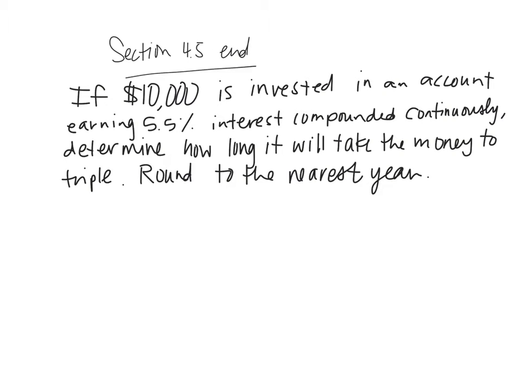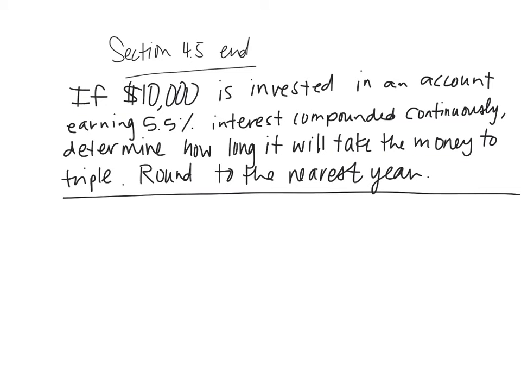Alright, so this is our last little example here for section 4.5. Just a little word problem so that we can practice solving with a little word problem involved. So here is our question. If $10,000 is invested in an account earning 5.5% interest compounded continuously, determine how long it will take the money to triple, round to the nearest year.